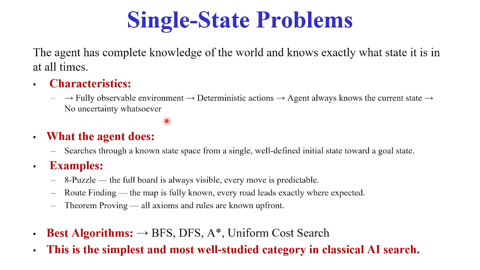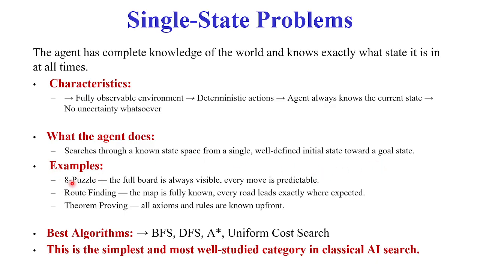So what does the agent actually do in this kind of problem? It searches through a known state space from a single well-defined initial state and moves towards the goal state. So the path it takes is the solution. Yesterday we were talking about path, solution state and path problem, right? Now we look at the various examples.